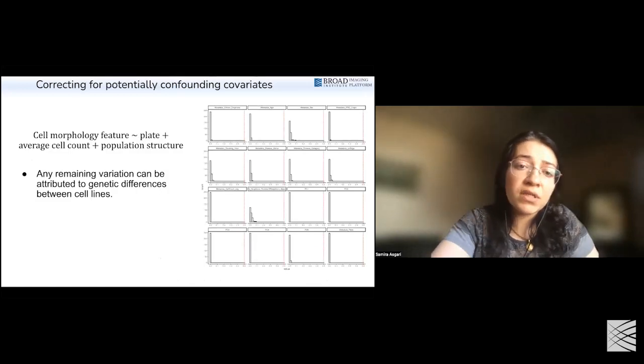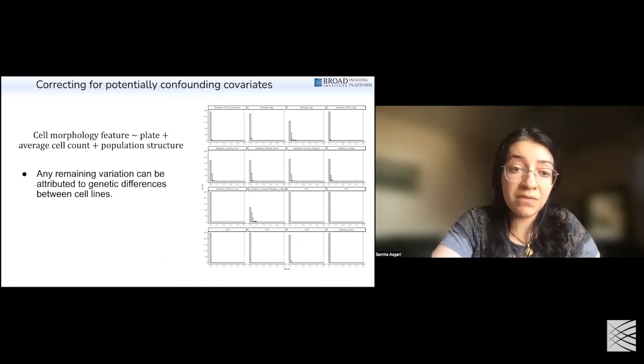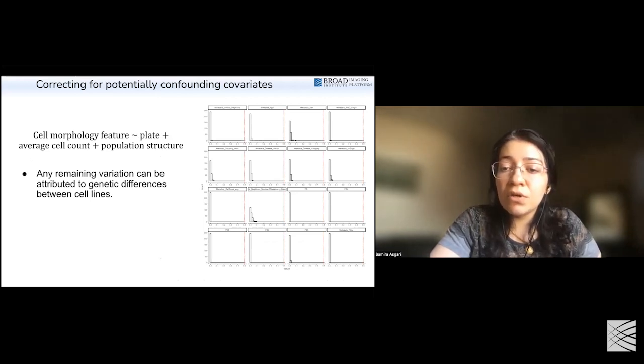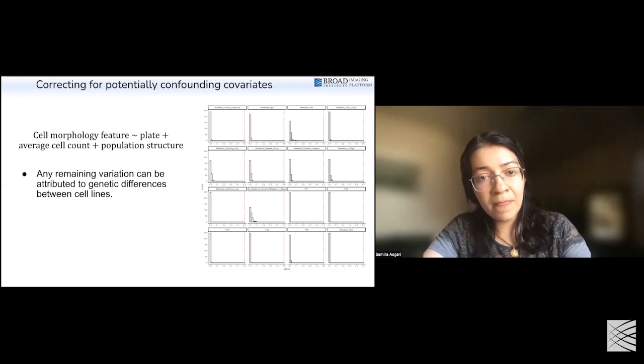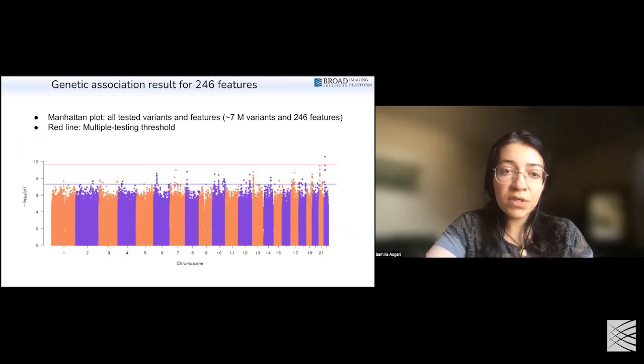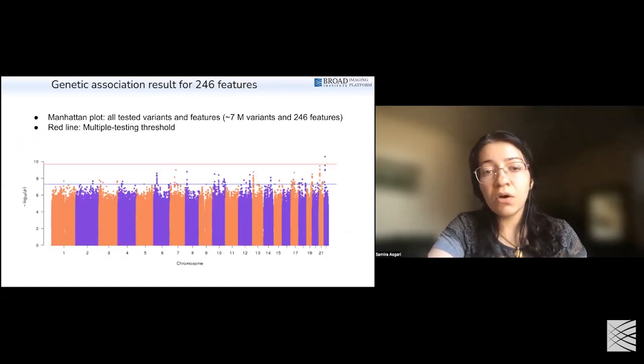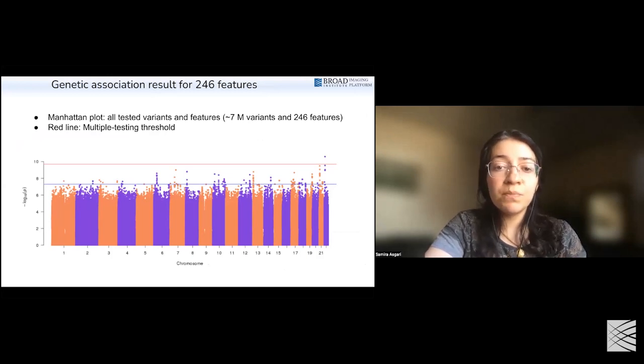And after correcting for these plus population structure, so basically differences in genetic ancestry that I talked about, when we correct for these factors, we see that any remaining covariates do not explain a large amount of variance in our data. So here we were all set and ready just to go and test our associations, which basically is shown, the results are shown here.